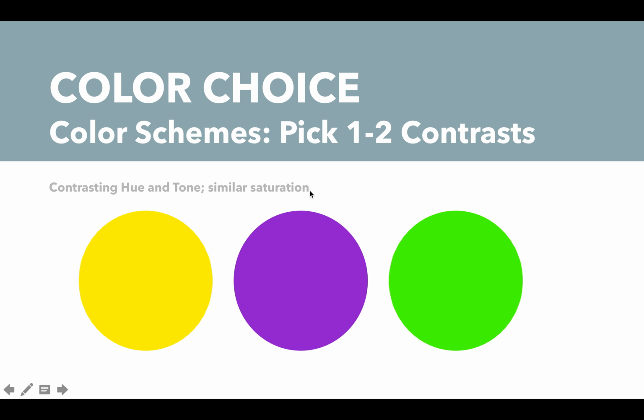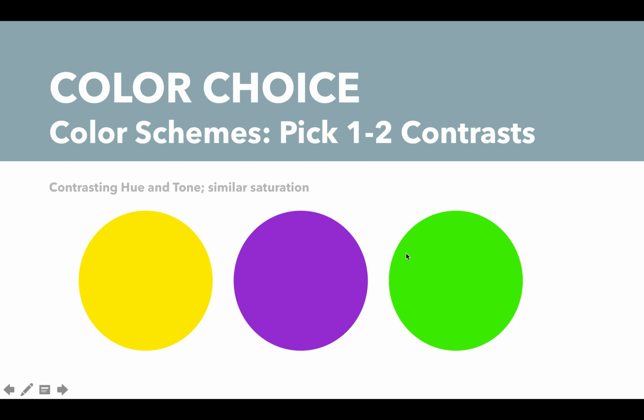But our tone is similar. There's nothing particularly lighter or darker about any of these colors. On the blue scale, this is kind of a medium blue. On the orange scale, this is kind of a medium orange. And on the gray scale, this is kind of a medium gray. This is a similar saturation for all of these, but the hue is totally different.